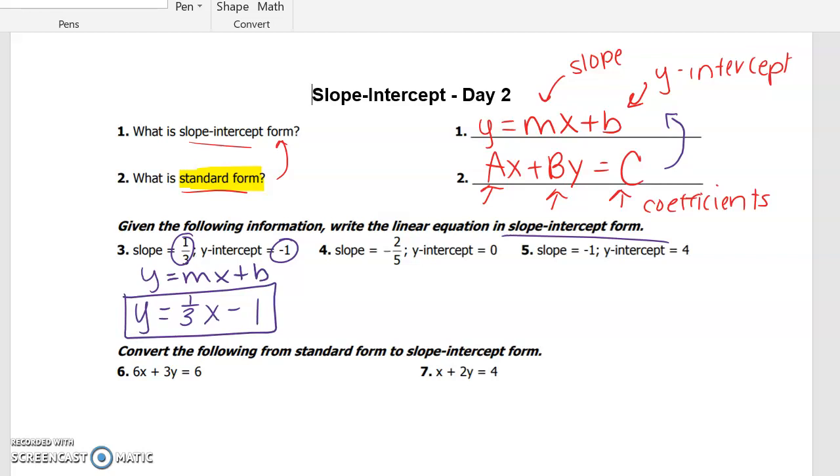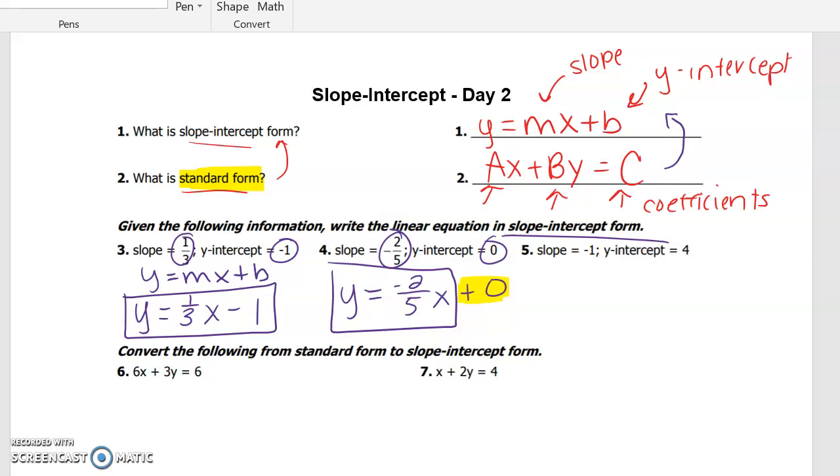All right. Number 4, okay, I'm going to plug in my slope, my y-intercept of 0 here. So y equals -2/5x. Okay, now technically it would be plus 0, but we really don't have to write this plus 0. So you could just leave it as y equals -2/5x. And that's technically correct. If you do write the plus 0, that's fine too. Points won't be taken off, but you can just write -2/5x.